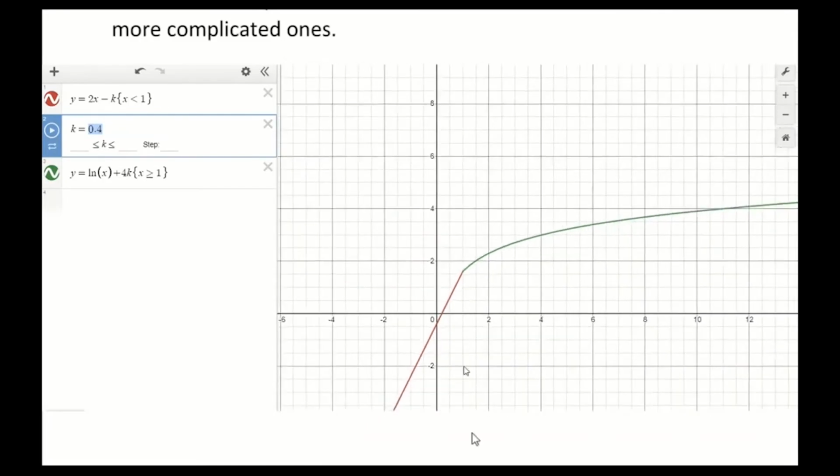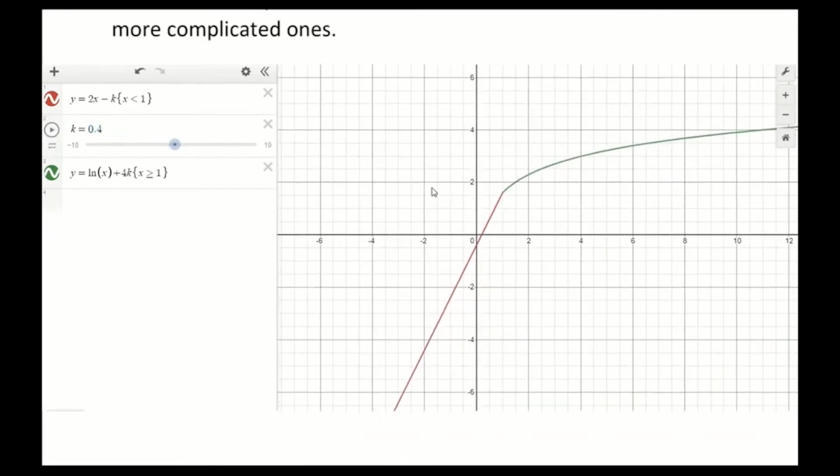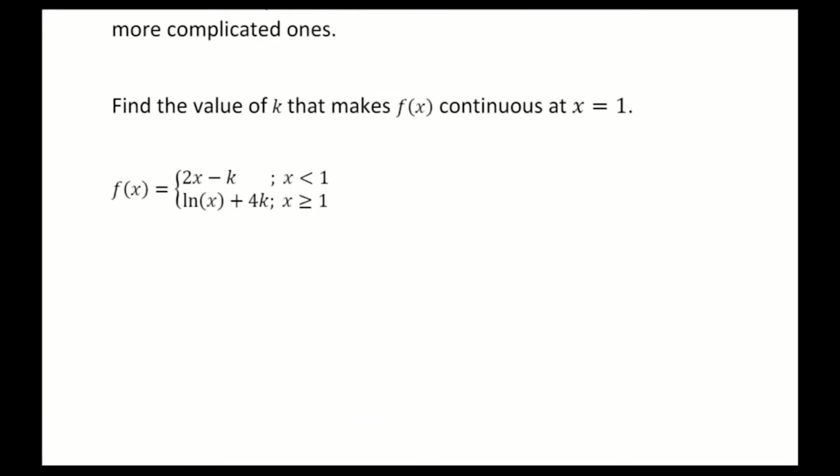So, this is kind of the idea of what we are trying to do. So let's see how that works out algebraically. What we want is for these two functions to equal each other when x is 1, right? We want the value of the function to be the same for both of these, so that way we know it's continuous.